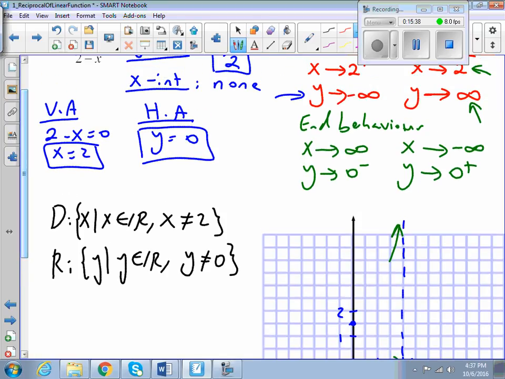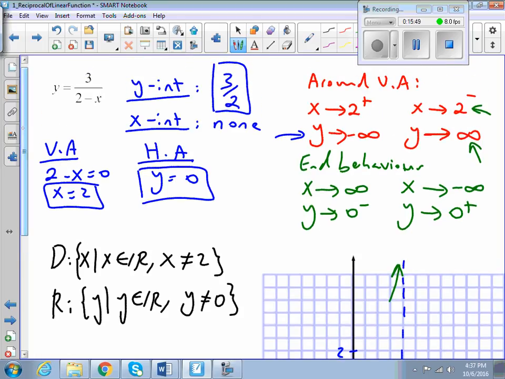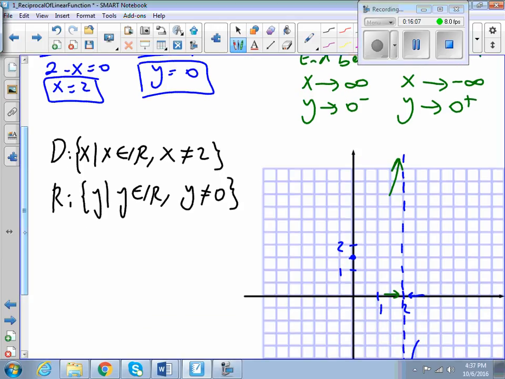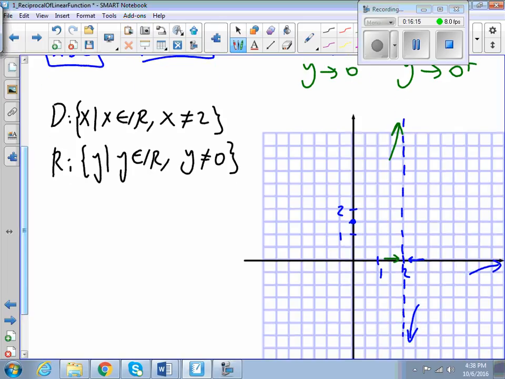Now my end behavior, which I showed in green, as x approaches infinity. I know it already approaches 0, but let's see how I get 0 slightly less than 0. Because if I sub in 1,000 here, 2 minus 1,000 is going to be a negative number. 3 divided by a negative is going to be a negative value. So even though it's very small, close to 0, it has a negative sign to it. Therefore, I put 0 from below. So 0 negative means from below. So that means I'm approaching it like this, which makes sense because these two need to match up with each other. Okay.